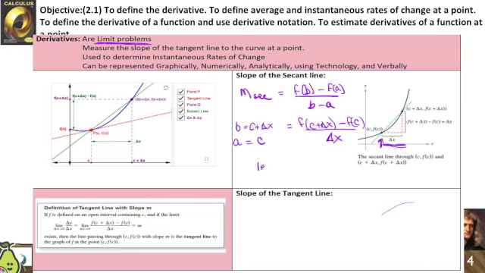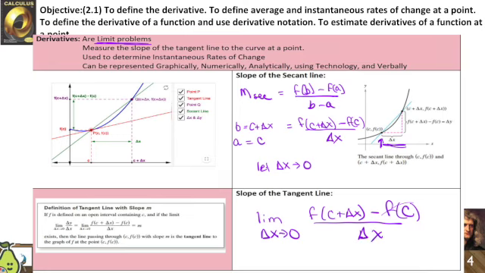If we were next to let that delta x get as small as possible, heading towards 0, that actually gives us the slope of our tangent line. So the slope of the tangent line is the limit as your delta x heads to 0 for f of c plus delta x minus f at c, all divided by your delta x. Now we know that the slope of the tangent line is also where the instantaneous rate of change occurs. An instantaneous rate of change is the derivative.